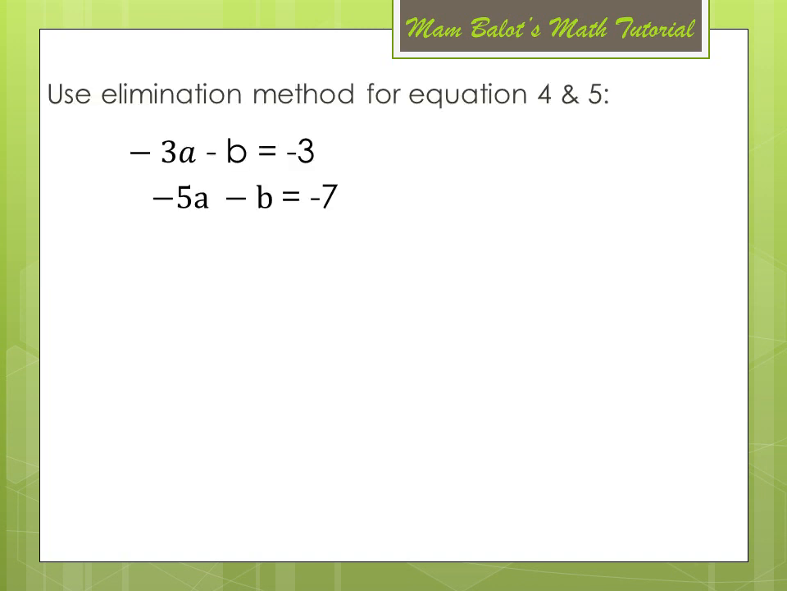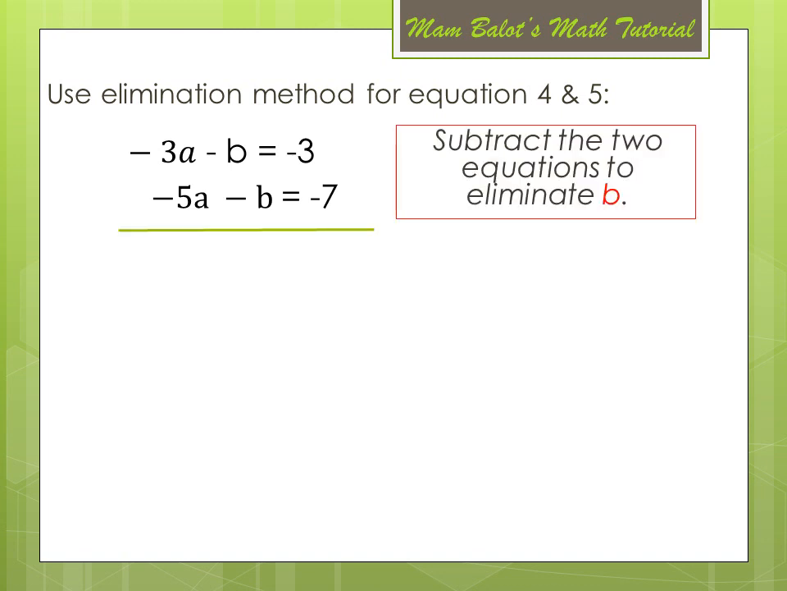So we will use the elimination method again for equations 4 and 5. So from here, we also observe that b has the same numerical coefficient. So we will again subtract the two equations to eliminate b. So we have now negative 3a minus negative 5a is equal now to positive 2a, which is equal to negative 3 minus negative 7, which is equal to positive 4.